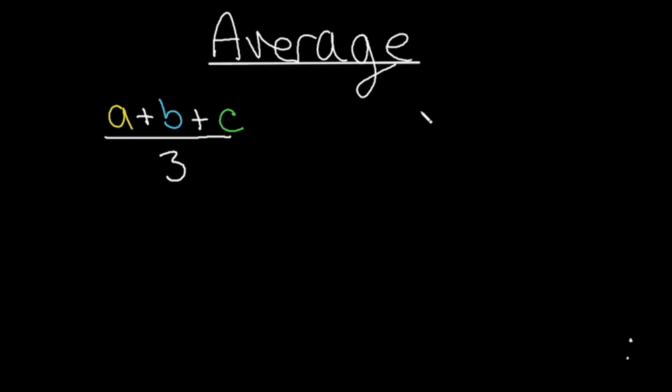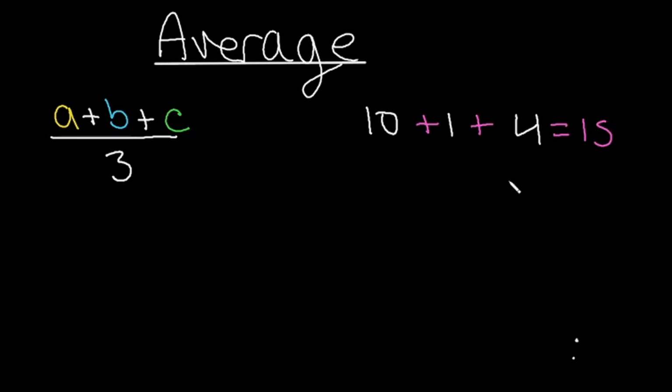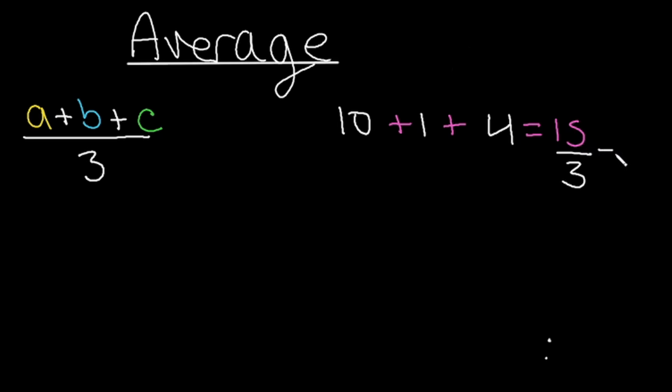Let's say we have a set of numbers 10, 1, and 4. If we want to take the average of these, we would add them up. 10 plus 1 plus 4 is going to equal 15. And then we would divide 15 by 3 because there's 3 numbers here. 15 divided by 3 is equal to 5. So the average of 10, 1, and 4 is 5. This is also sometimes called a mean.